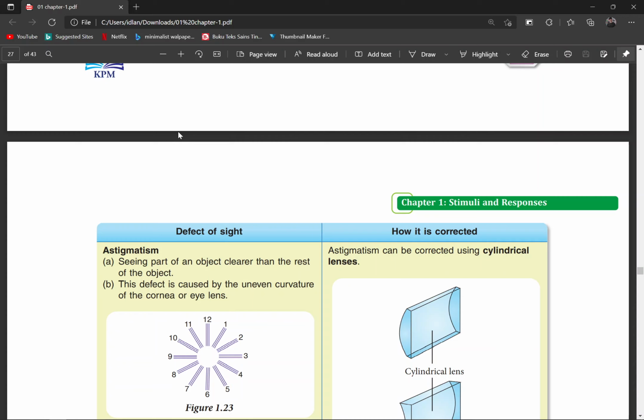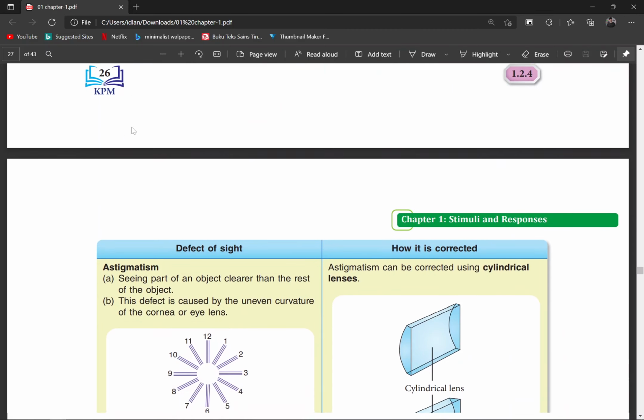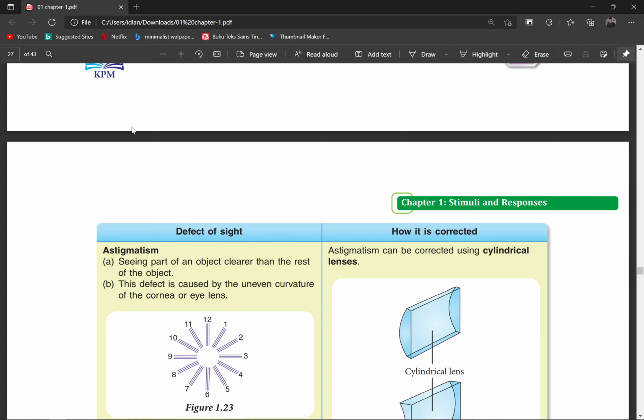Okay, mula kita ada short-sightedness. Bila short-sightedness, betul kan? Okay, atas tu short-sightedness. Short-sightedness, kita tak boleh see distant object clearly. It appears blurry because the image is formed in front of the retina.